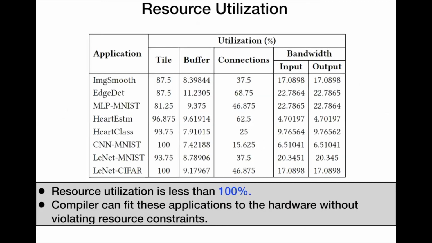In terms of resource utilization, we show the tile utilization, buffer utilization, connection utilization, and bandwidth utilization. We see that all the resource utilizations are less than 100%. That means the compiler can fit all of these applications to the hardware without violating resource constraints.